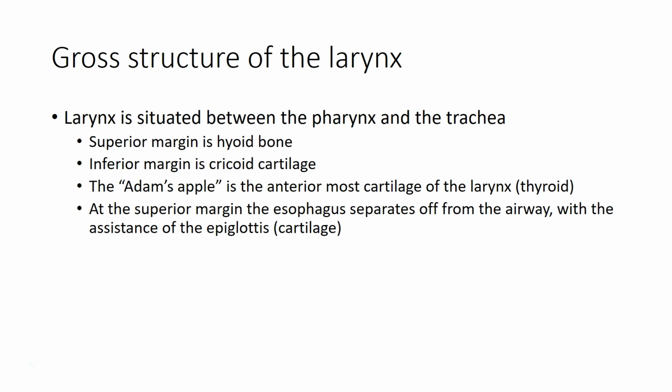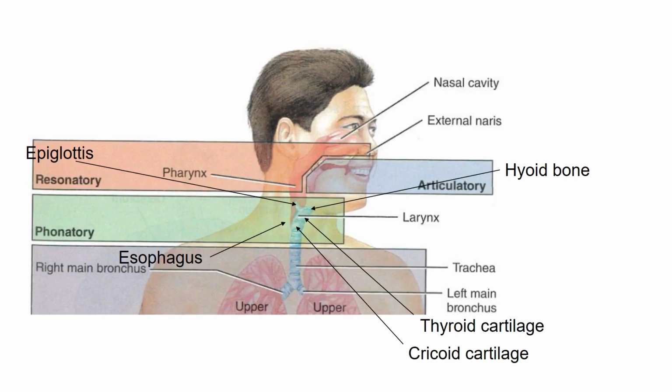At the superior margin of the larynx, the esophagus separates off from the airway with the assistance of the epiglottis, another cartilage. In our image of systems, these structures are all contained within the phonatory system.